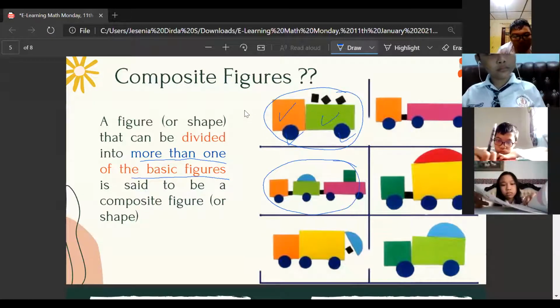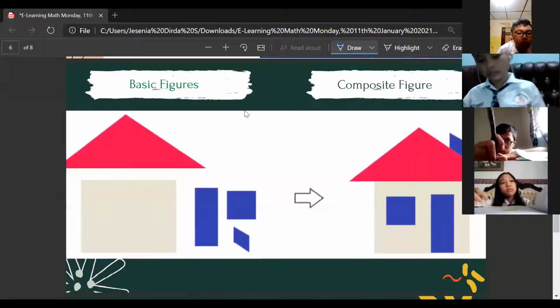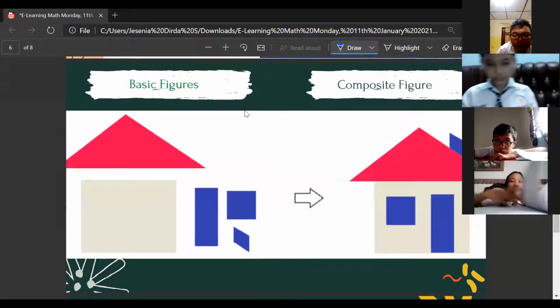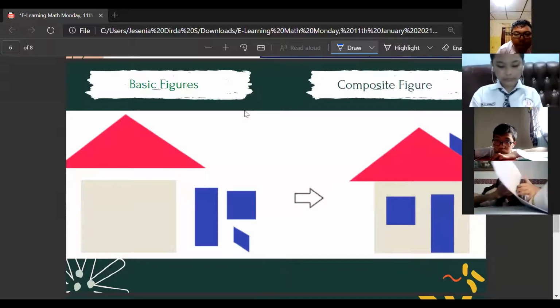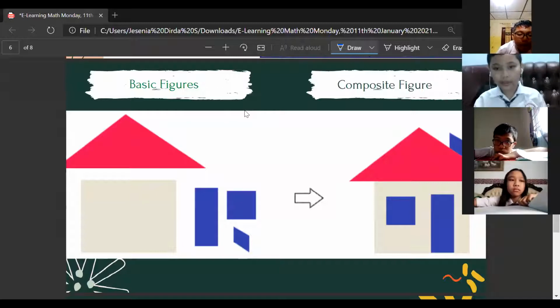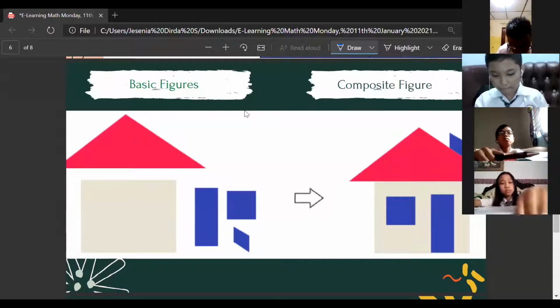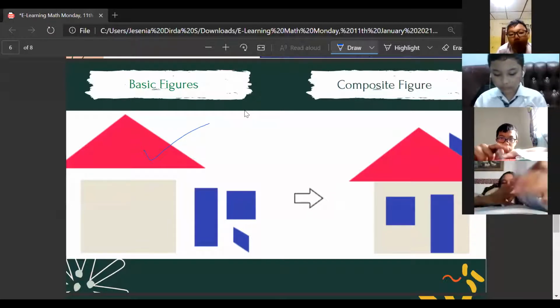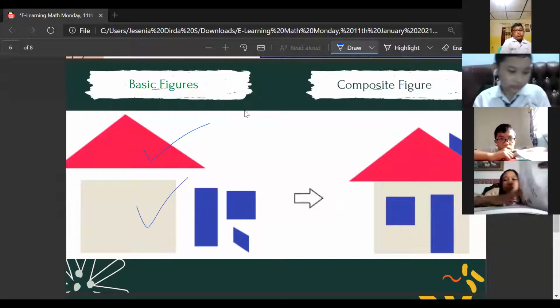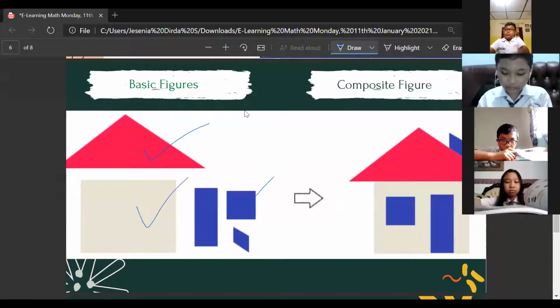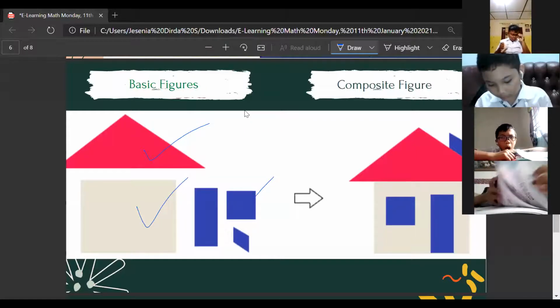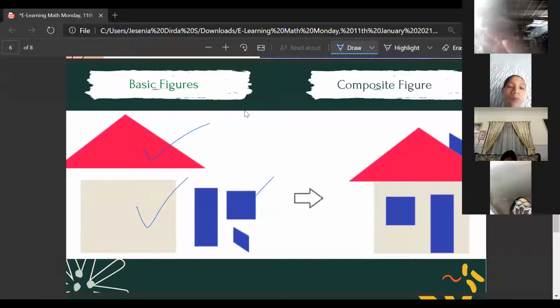Like this, also like this. When we build a house, we know the house consists of basic figures, just more than one basic figure. Consists of what? Triangle, Miss. Rectangle, Miss. Square, Miss. Okay, like that. Can you follow until here, guys, or any question?